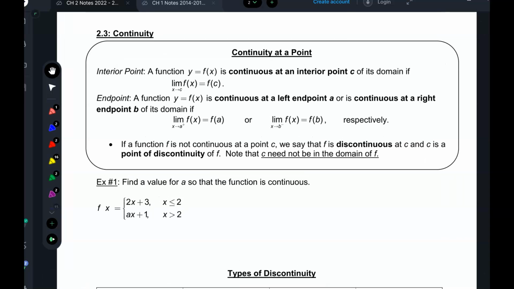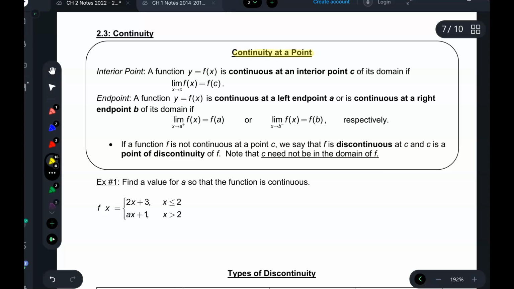Okay, so 2.3 is all about continuity at a point, which we've already talked about. What does it mean to be continuous? So what do we need to have? You need to have the left and the right limits equal and the actual value.